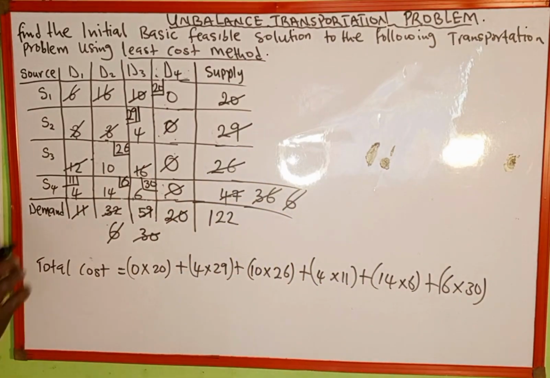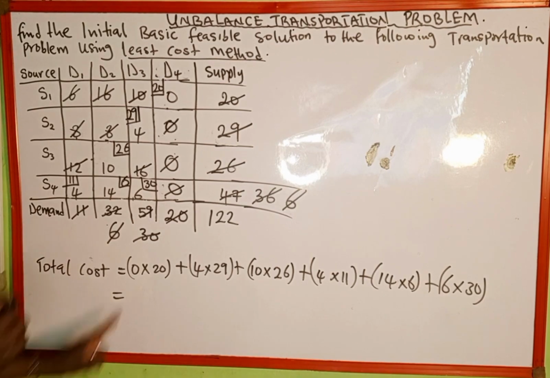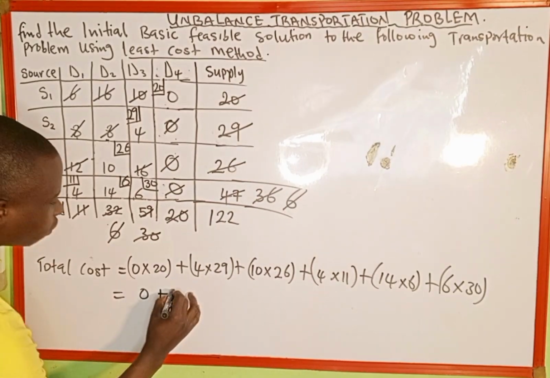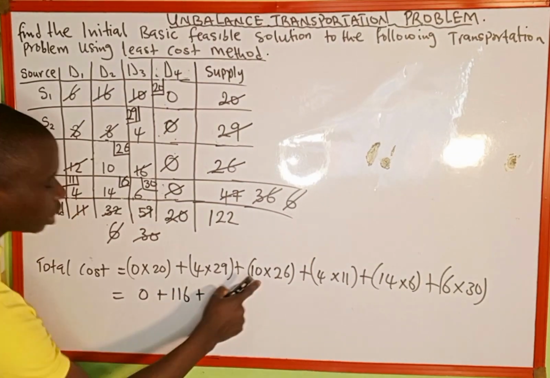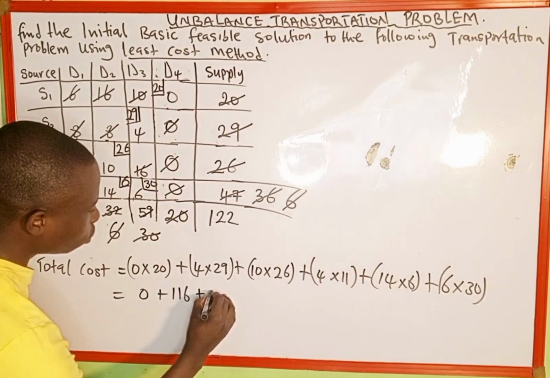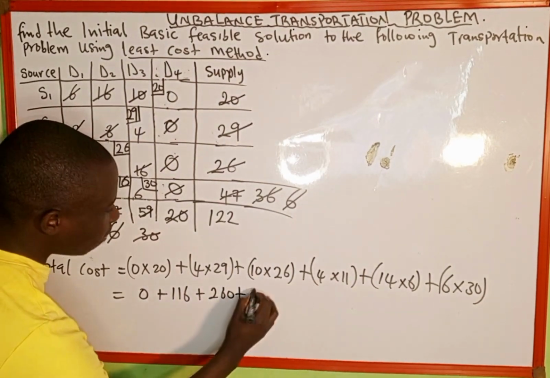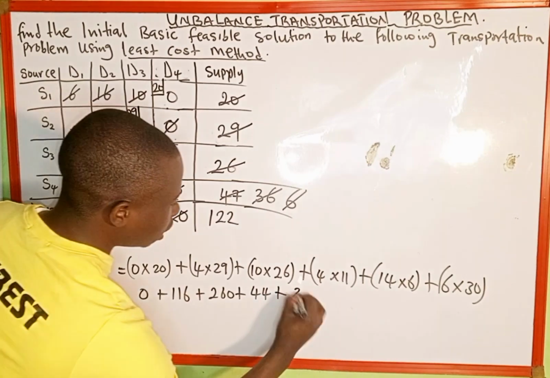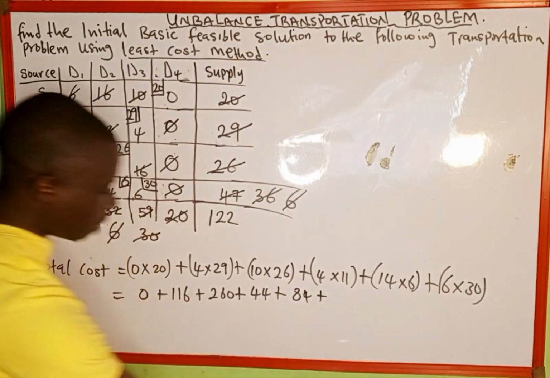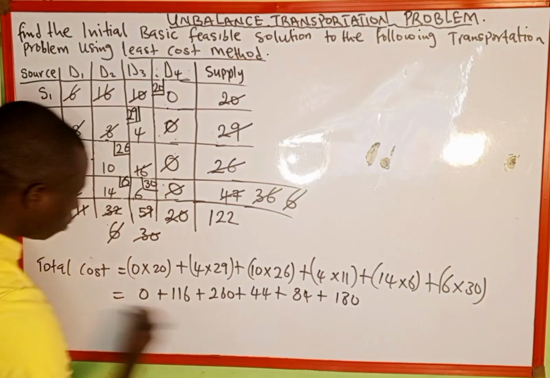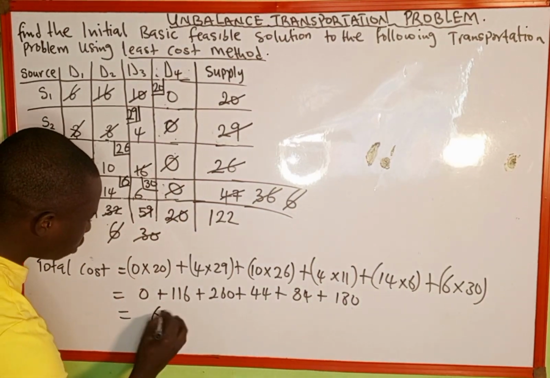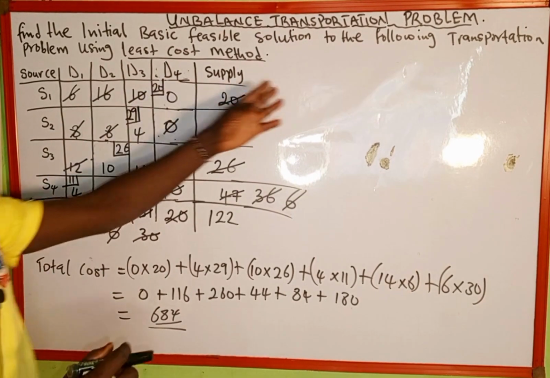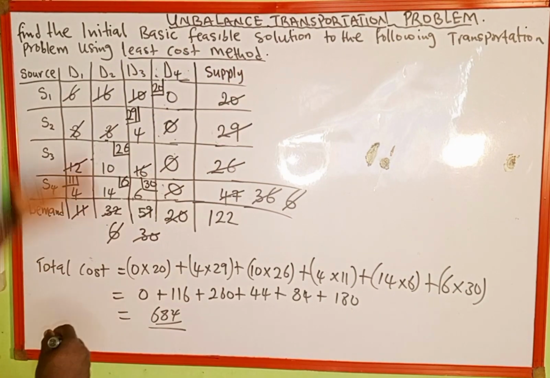I think that is all. So the total cost is going to be what? 0 multiplied by 20 is going to give us 0, plus 4 multiplied by 29 is going to give us 116. Then plus 10 multiplied by 26 is going to give us 260. Then plus 4 multiplied by 11 is going to give us 44. Then plus 14 multiplied by 6 is going to give us 84. Then plus 6 multiplied by 30 is going to give us 180. When you add all these numbers together, it's going to give us 684 cost. So this is how to find the basic feasible solution of an unbalanced transportation problem using this least cost method.